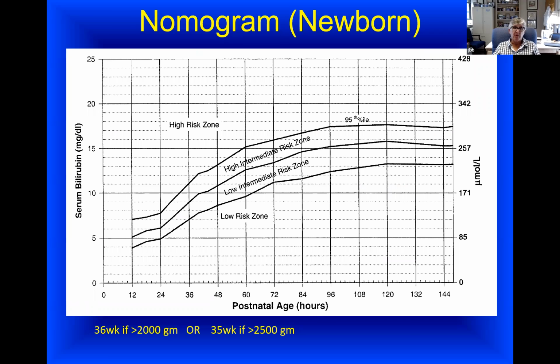You're used to the nomograms with the risk zones: the high risk zone being higher than the 95th percentile, the high intermediate zone, the low intermediate risk zone, and the low risk zone. Again, these are in term or greater than 35-week babies. This is what we're talking about in these graphs.